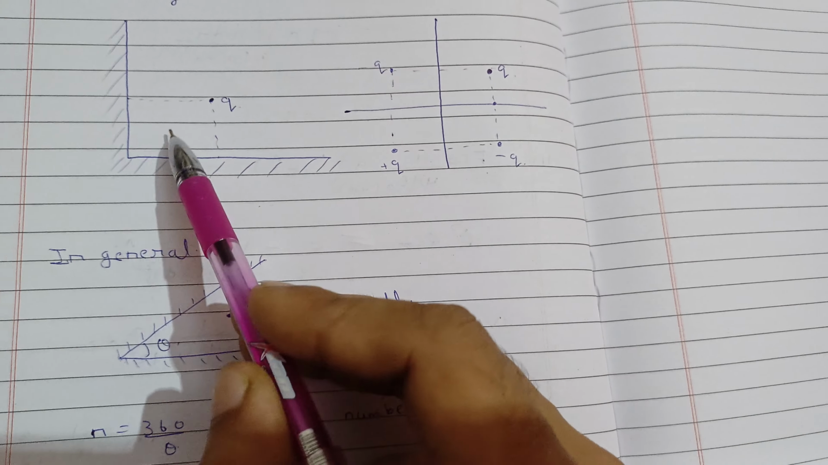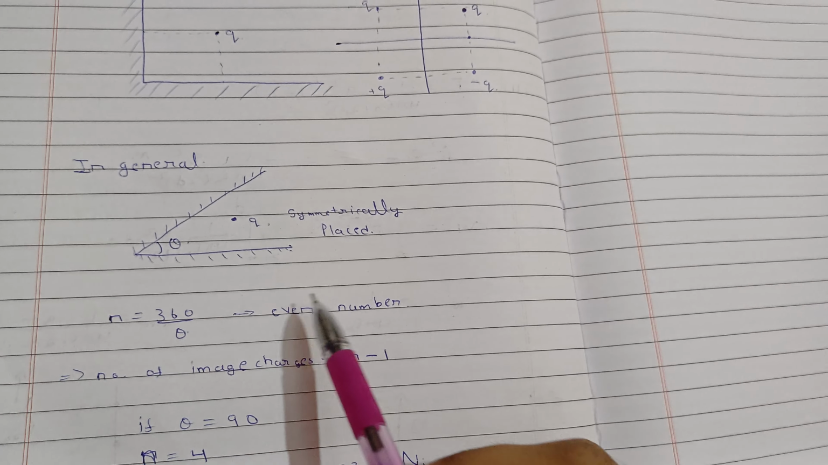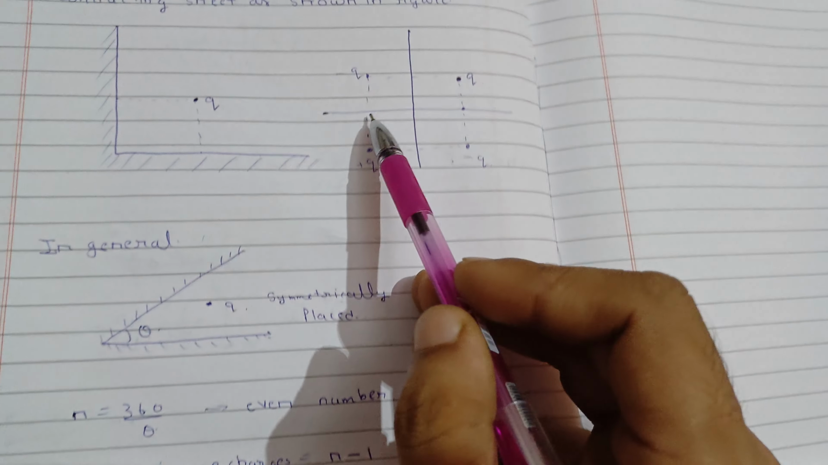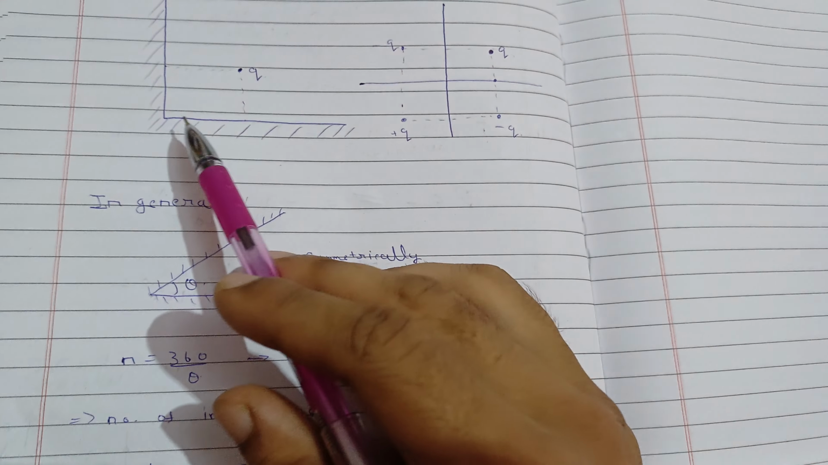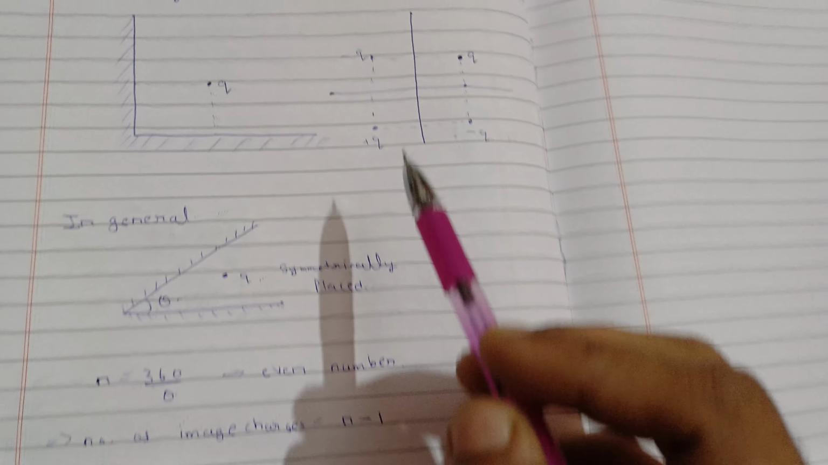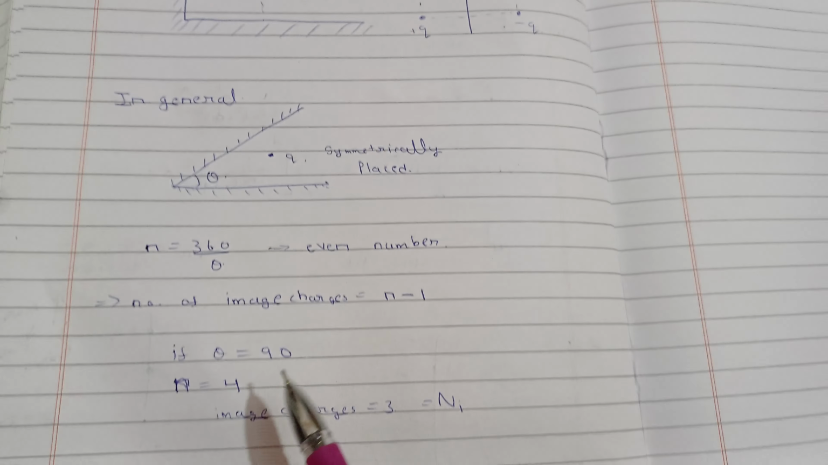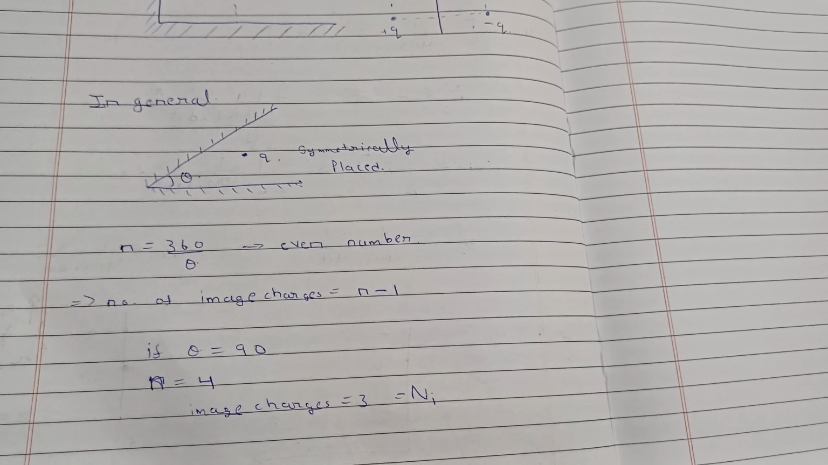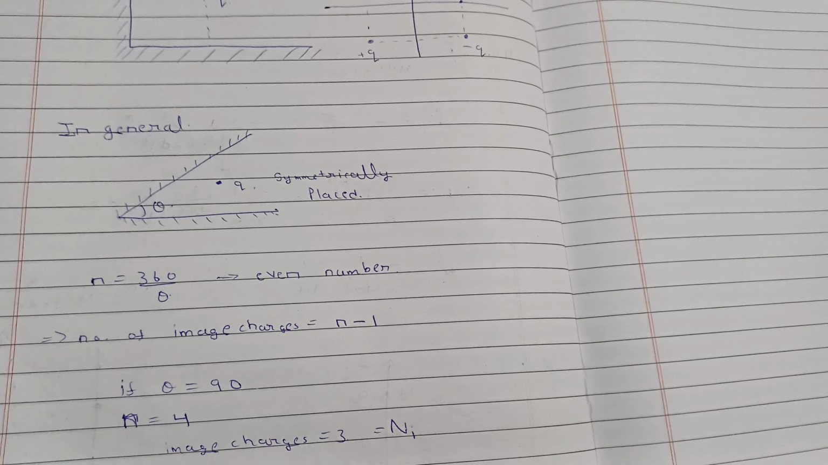Just like here you have theta equal to 90, so divided you will get 4, so 4 minus 1 is 3, so 3 image charges are required. Same if you have 45, it will give you 8, and 8 minus 1 will give you 7, so 7 image charges you will require. So this is the general formula you must remember, and this is valid only if n is even.